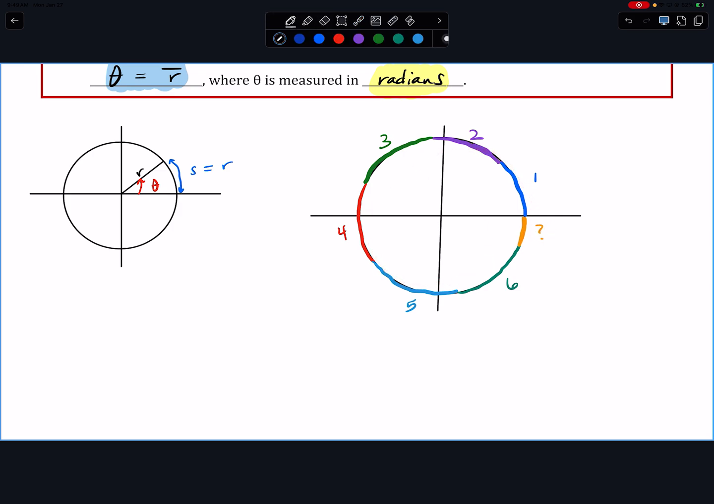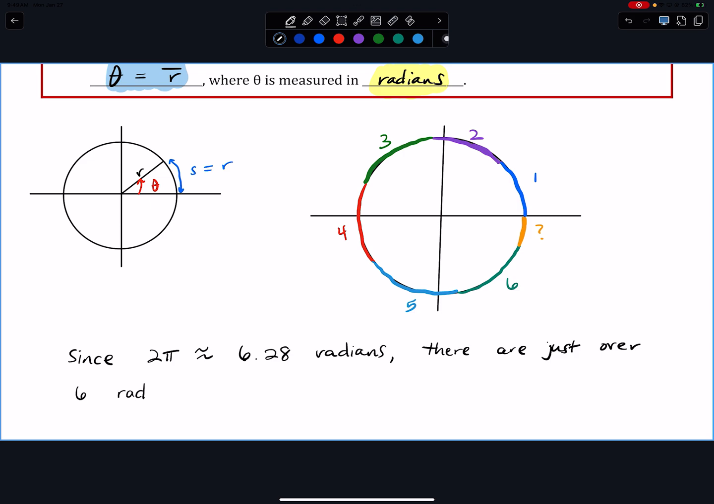So since 2 pi is approximately 6.28 radians, that means there are just over 6 radius lengths in a full circle.